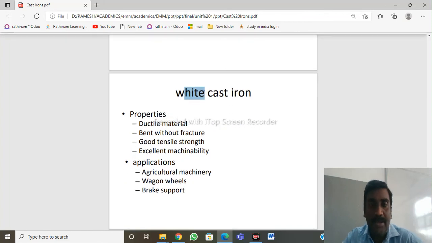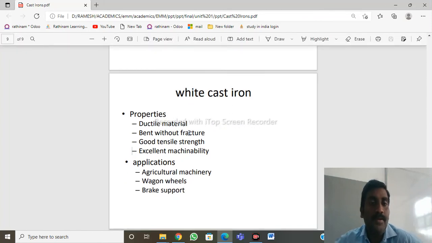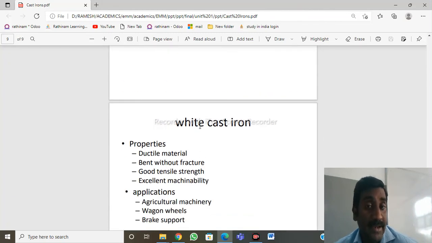Where do we apply this material? The most important application is in agricultural machinery, and also wagon wheels and brake supports. These are the applications of malleable cast iron. It is not white cast iron, it is malleable cast iron.